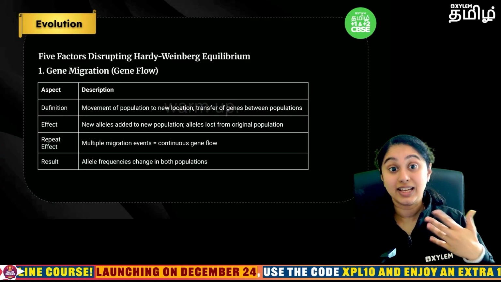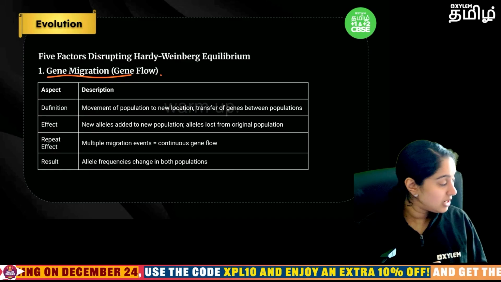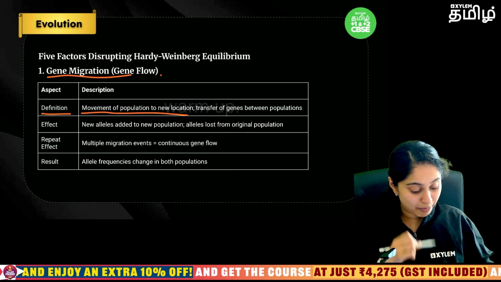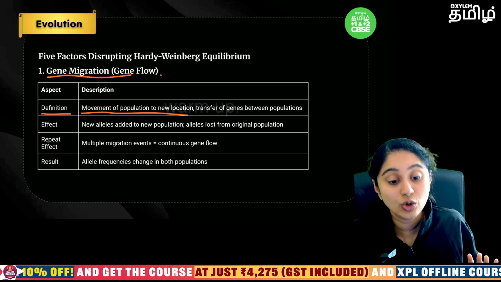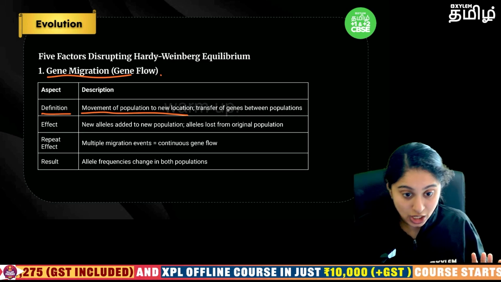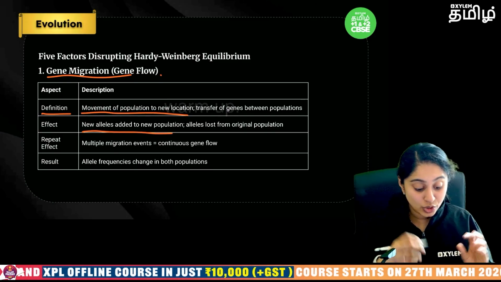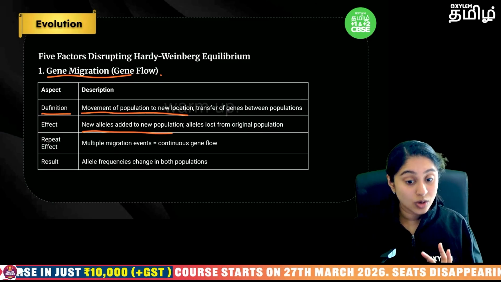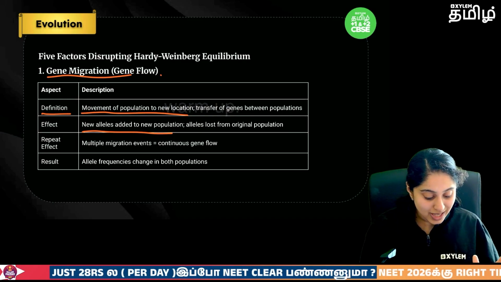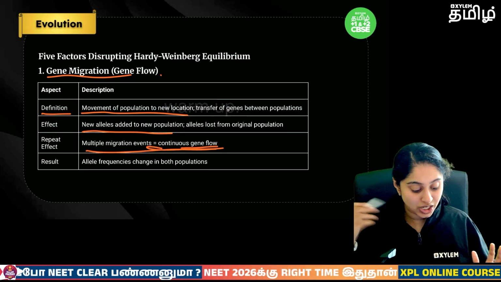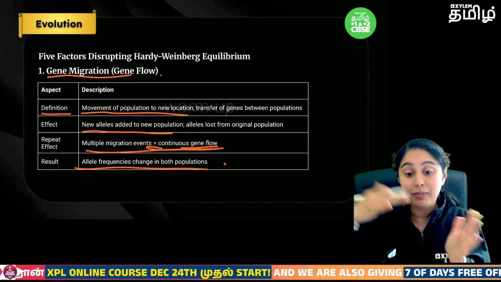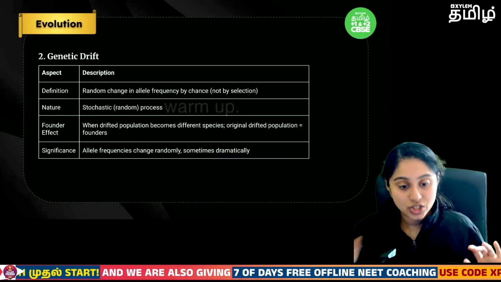Meaning, causing evolution. First thing we have is gene migration, or gene flow. Gene flow means the population is moving to a new place, so there will be a transfer of genes. As a result, new alleles are coming in or alleles are going out, being lost from the original population. When this happens continuously, it causes gene flow, and the allelic frequency of both populations, where they came from and where they are going to, will change.